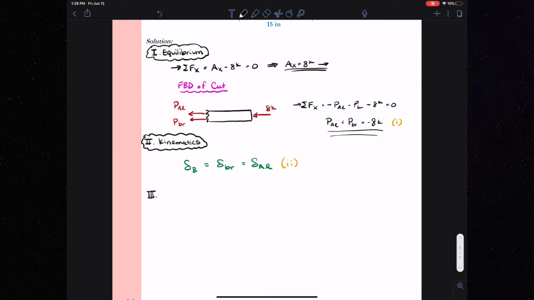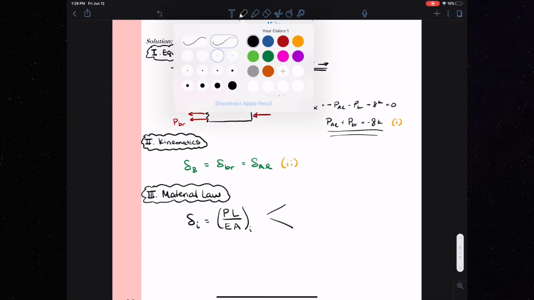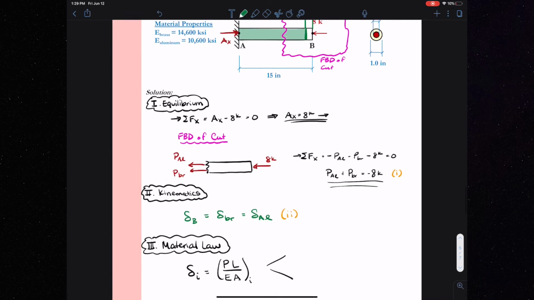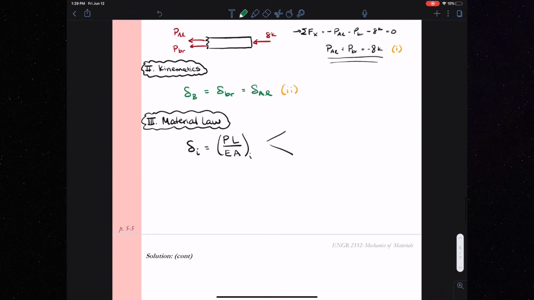The final tool in our engineering toolbox is material law. And in material law, we relate forces to displacements. So we said that our material law for both aluminum and brass, which will be ductile metals, in the linear elastic range follows Hooke's law, which is PL over EA for that particular segment. So I'll take this delta equals PL over EA, and now I just want to apply it to both the brass and the aluminum. So I can write an expression for delta brass as P in the brass times L of the brass divided by E of the brass, A of the brass.